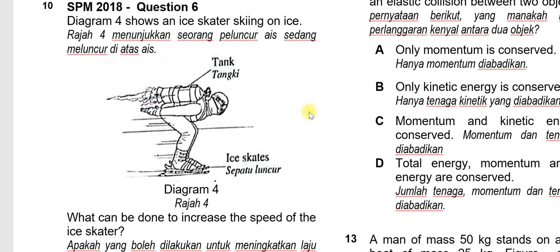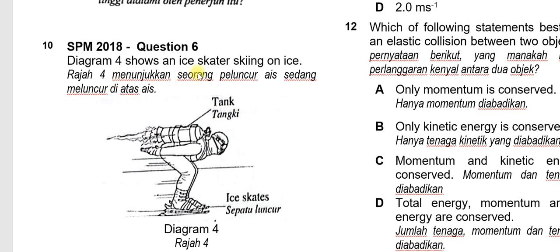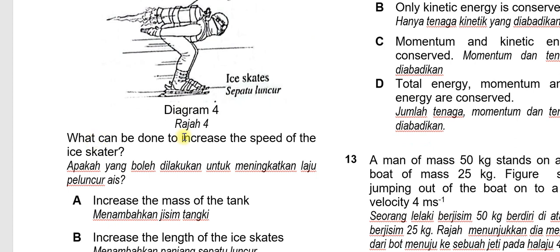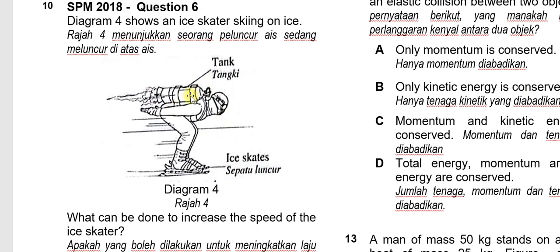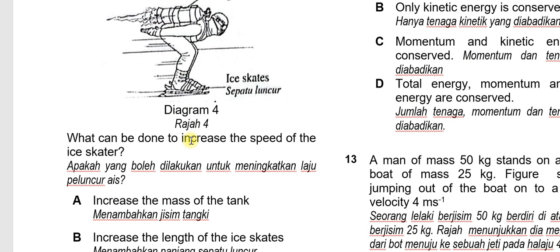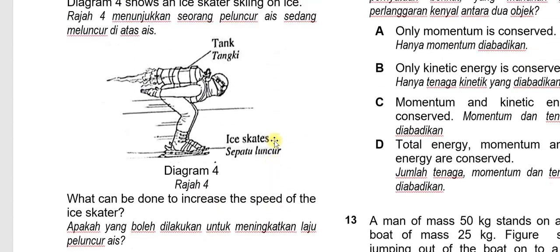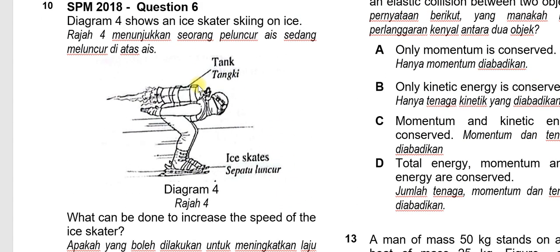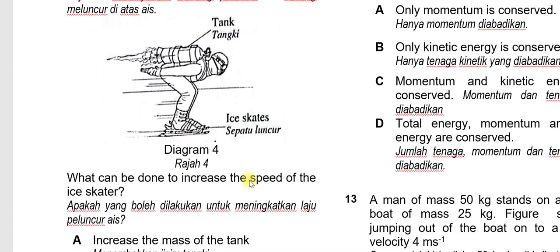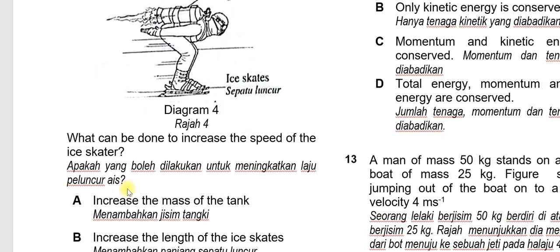Alright. Question 10. Diagram 4 shows the ice skaters skiing on ice. What can be done to increase the speed of the ice skater? Okay, you see it uses a tank like that. So you want to increase the speed. What should you do? This question needs modification. So we need to modify something to increase the speed of the ice skater.